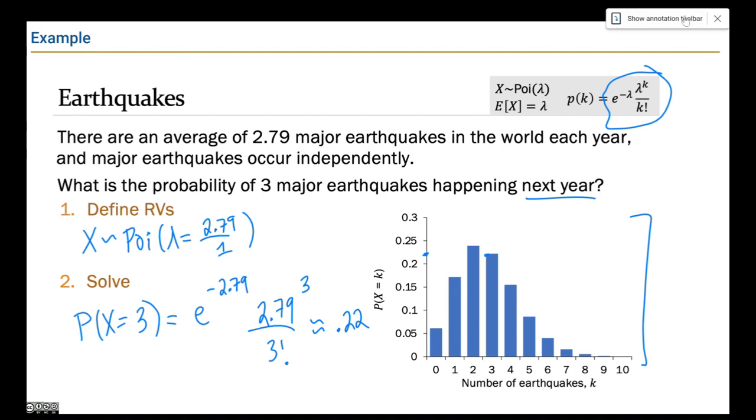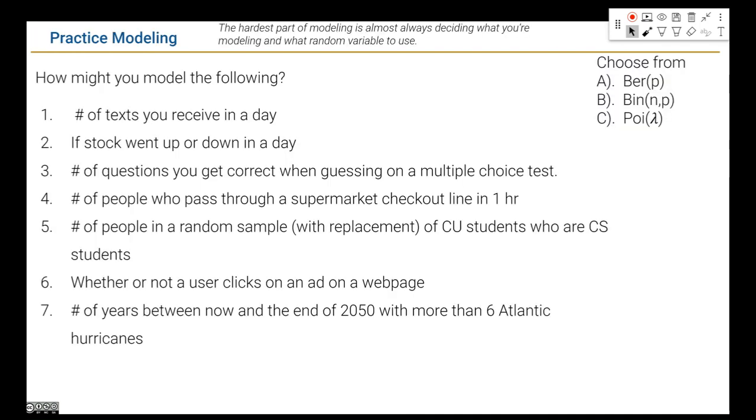All right, so now let's think of this in terms of which distribution I might use in a given situation. This is often the hardest part of modeling, trying to decide what you're modeling and what random variable may be applicable. So based on the 3 discrete random variables we've learned so far in this video, put this on pause and again, try to decide how you might model this.